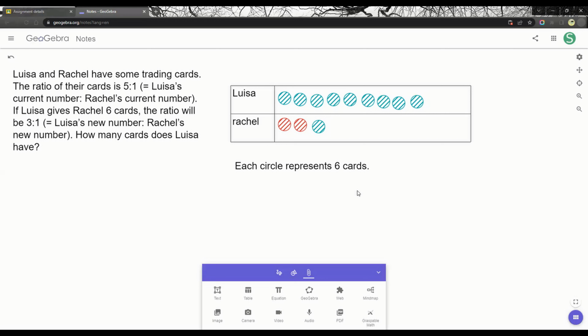Right, so since Luisa has 10 circles and each circle represents 6 cards, that means Luisa currently has 60 cards. That is our answer to the problem. Luisa, 60 cards. So we have solved this problem.